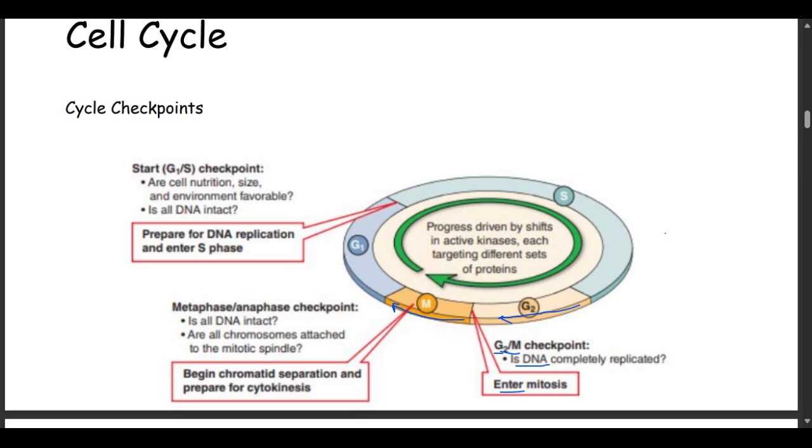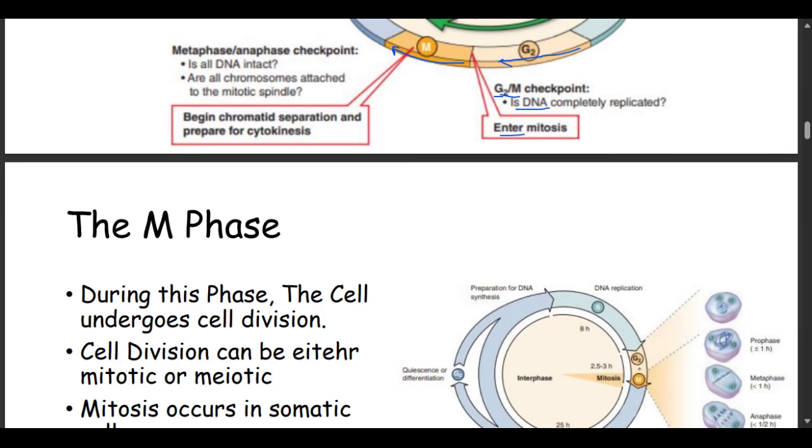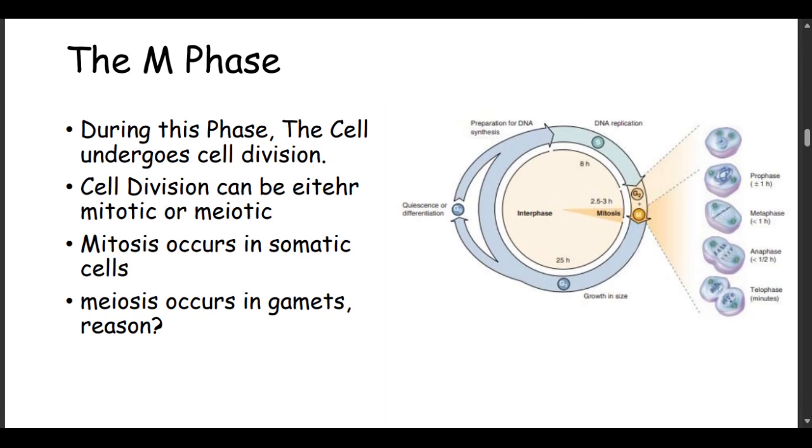Okay, after this occurs, has all of the DNA in the new cells been intact? Are all the chromosomes attached to the mitotic spindle? This is a checkpoint that happens during mitosis, like during the middle of mitosis. And when that is okay, then you can split the cells completely and you have two new cells that are called daughter cells at this point. Okay, so during the M phase or the mitosis phase, that's where cell division occurs, and that's what we're going to be exploring much of in this video.